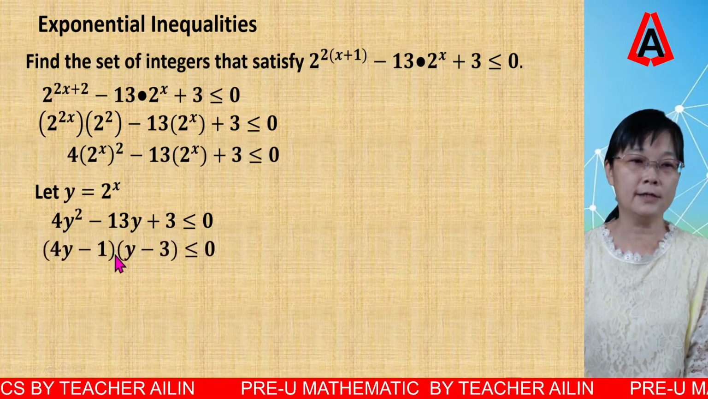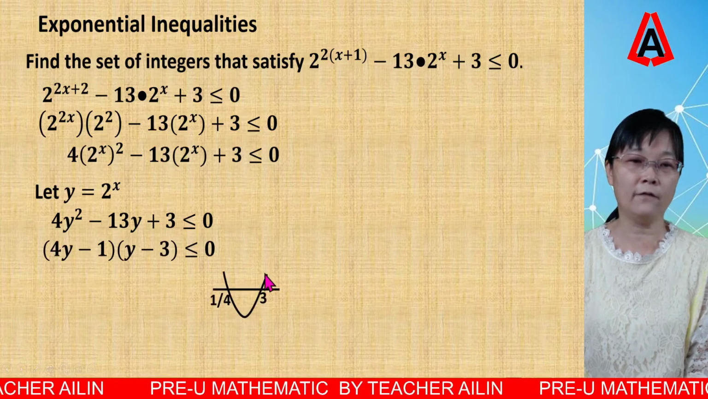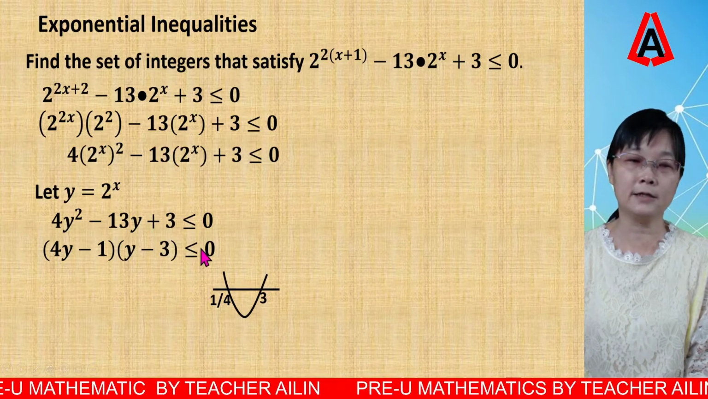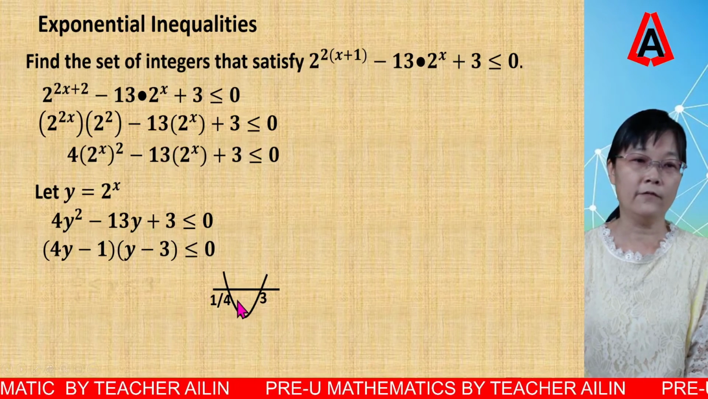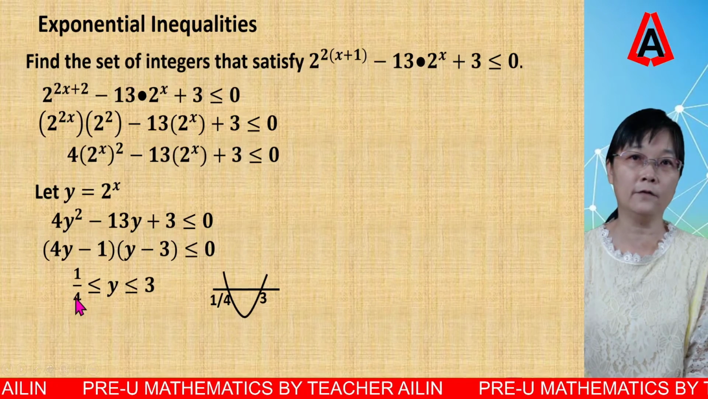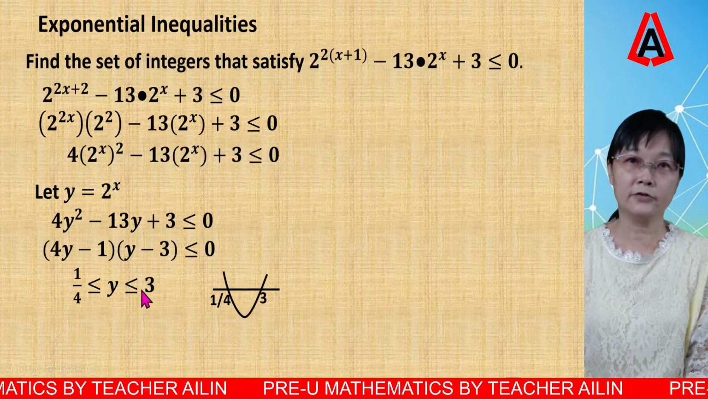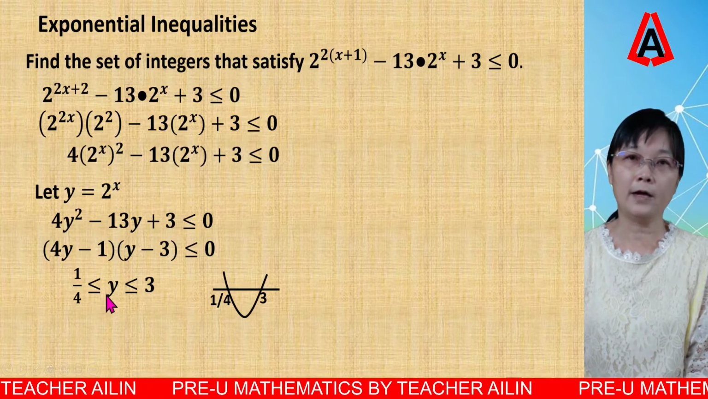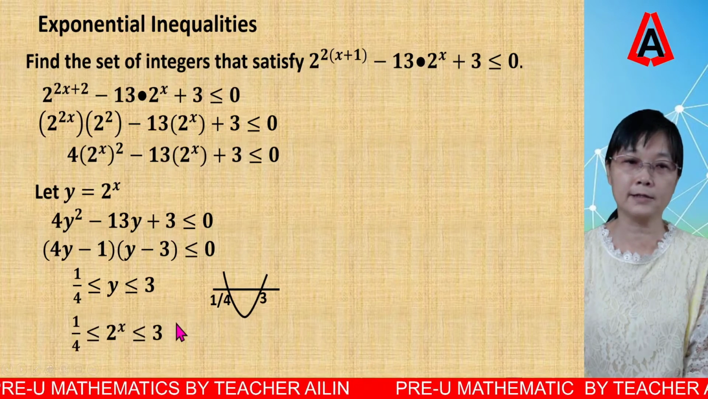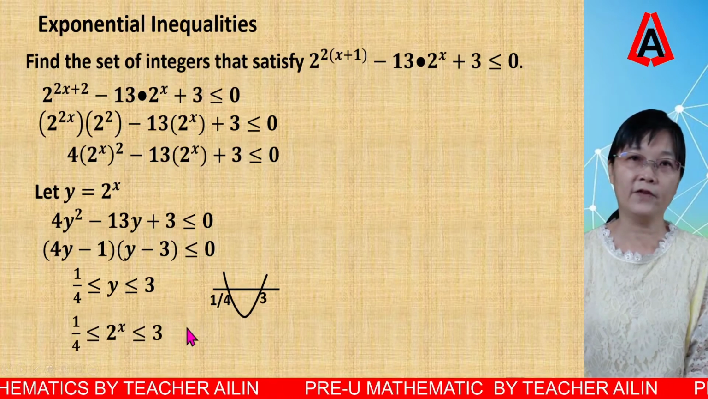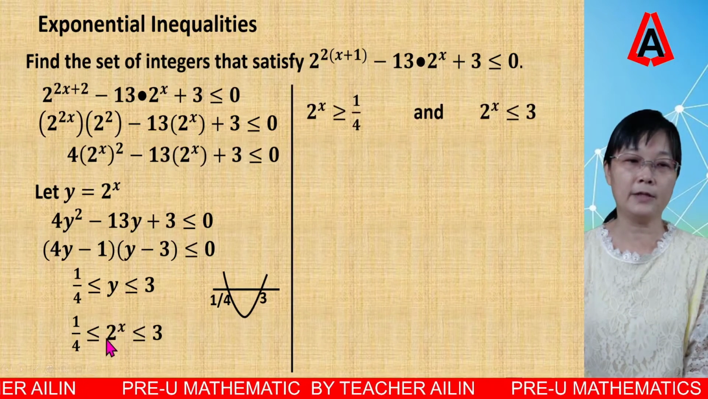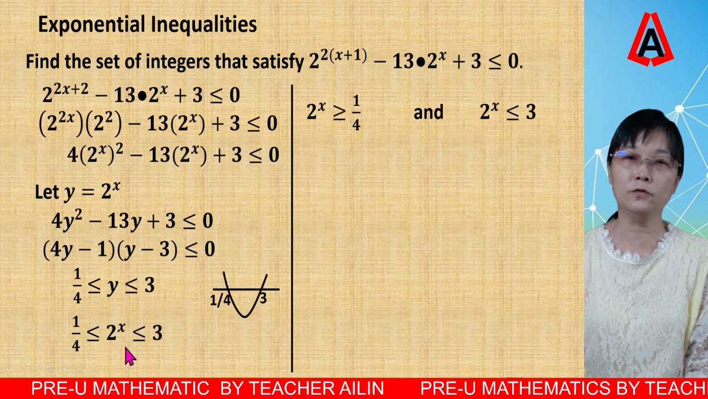Now to do this, from the sketch of the quadratic and the inequality less than or equal to 0, we found that the range of values of y is greater than 1/4 and less than 3. Then now I replace back the y with 2 power x. To continue finding the values of x, now I'm going to separate this inequality into two parts.